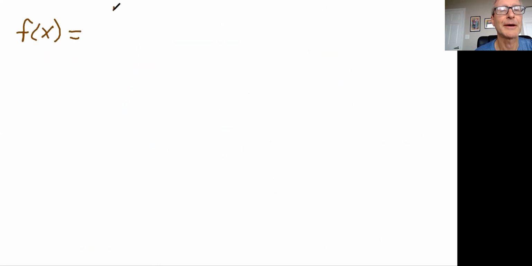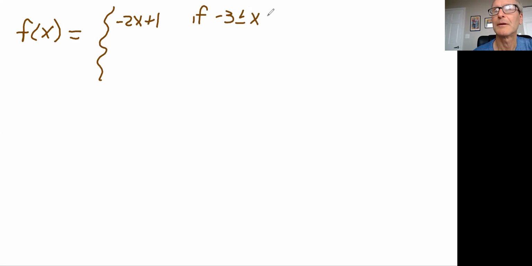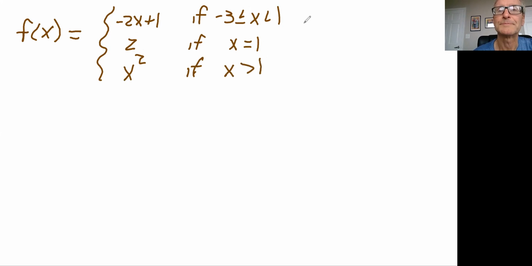So say like we have an equation that looks like this. This would be minus 2x plus 1. And that would be if x is between these numbers, -3 and 1. And then the next one would be number 2, if x equals 1. And then the last part of this would be x squared if x is greater than 1.